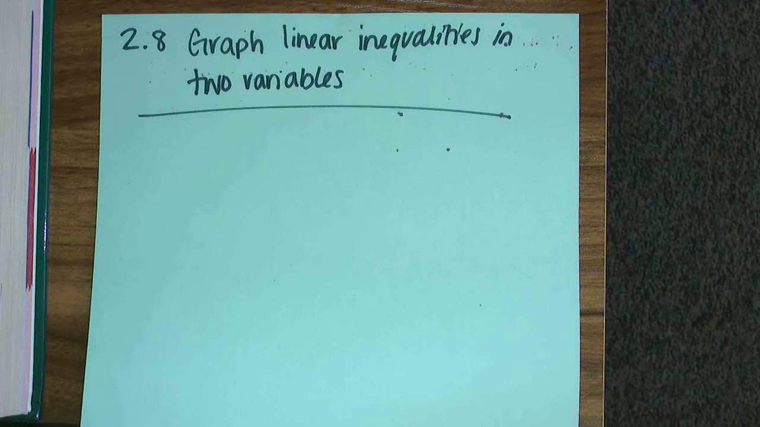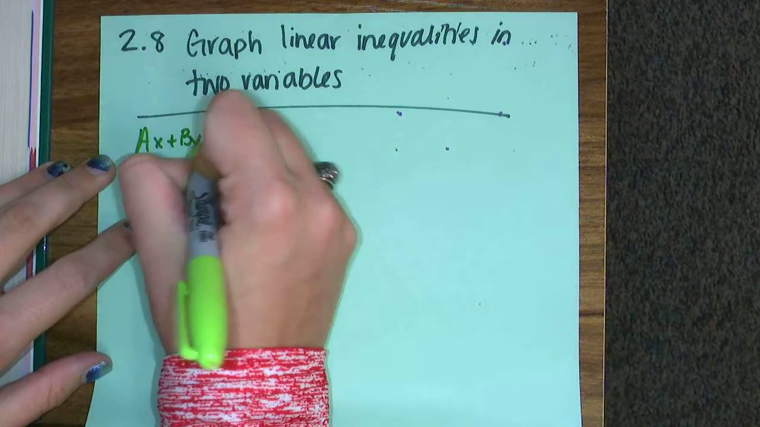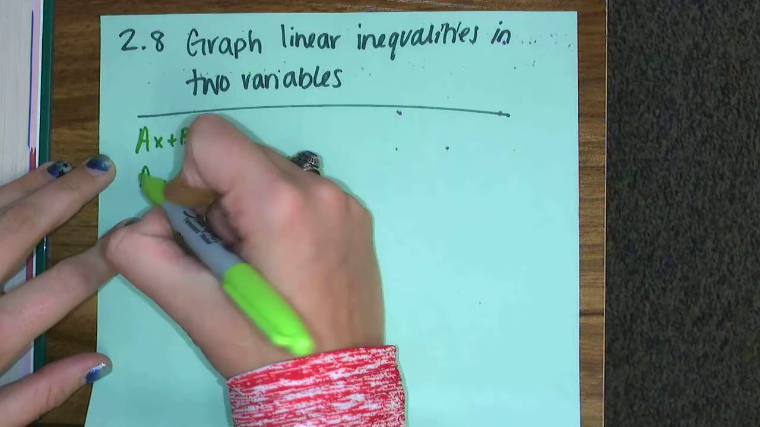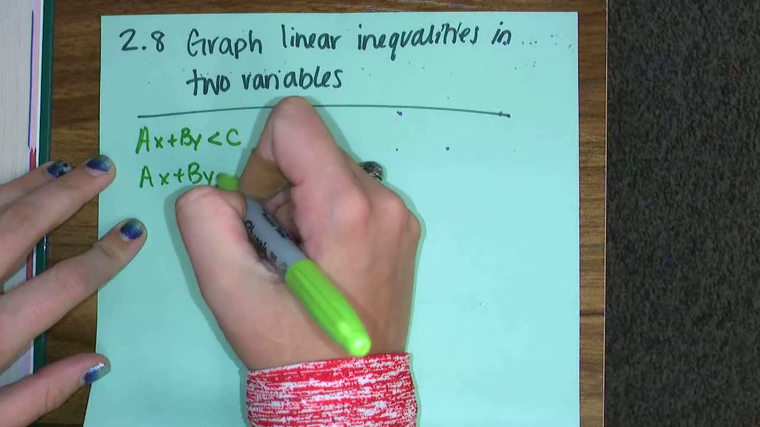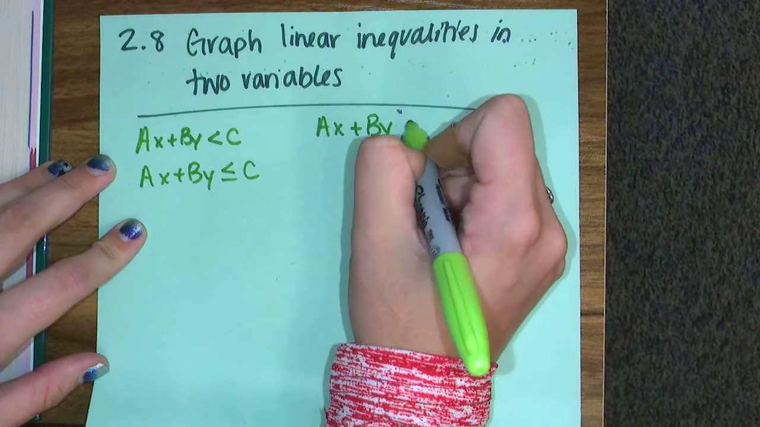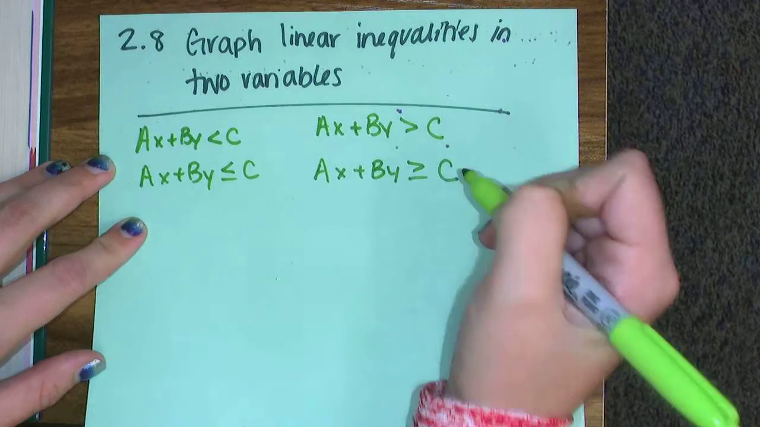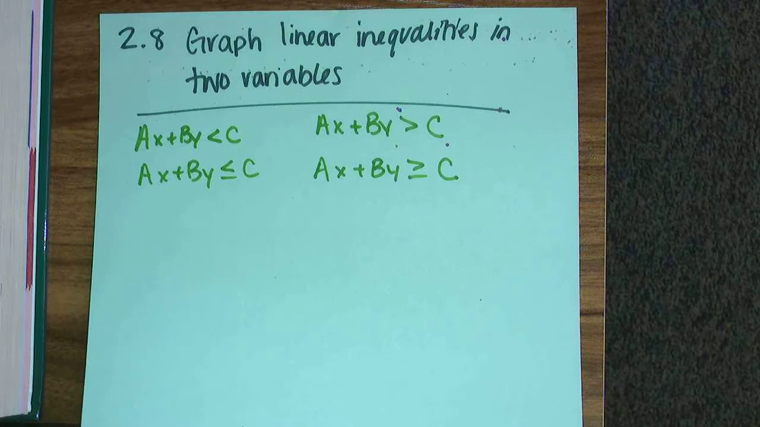All right, so a linear inequality in two variables can be written in one of four ways. AX plus BY is less than C. AX plus BY is less than or equal to C. AX plus BY is greater than C, or AX plus BY is greater than or equal to C. And we graph these just like we do something in slope-intercept form. We would get y by itself, and we would graph it that way.